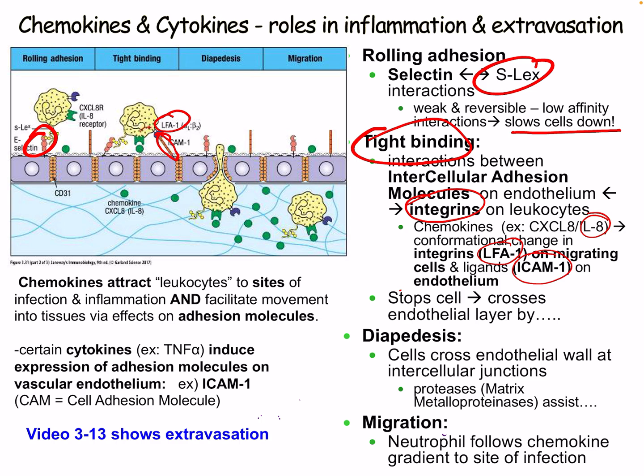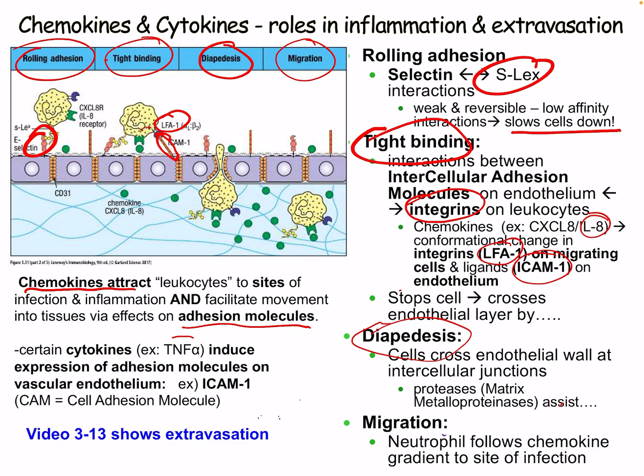And this is through diapedesis, which you've probably heard before. This is when cells cross the endothelial wall at intercellular junctions. This is usually through proteases, which include matrix metalloproteases, which assist. Then we have migration. As you can see here, we have our first rolling adhesion, then our tight binding with our integrins, diapedesis as it moves through, and then our migration as the neutrophil follows the chemokine gradient to the site of infection. So these chemokines attract leukocytes to sites of infection and inflammation and facilitate movement into the tissues via adhesion molecules, like we said.